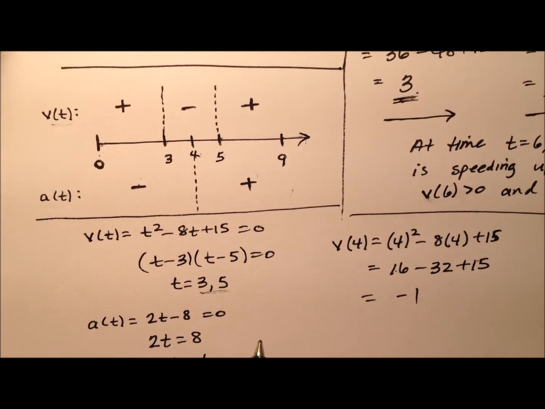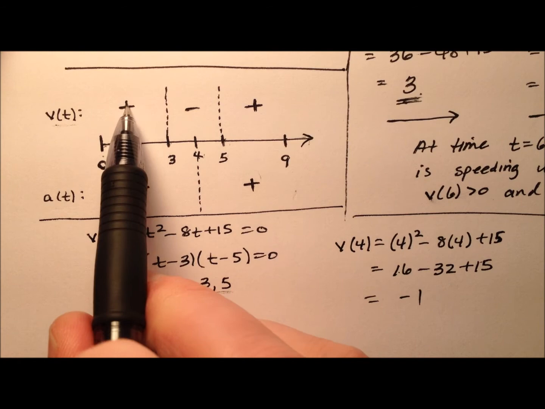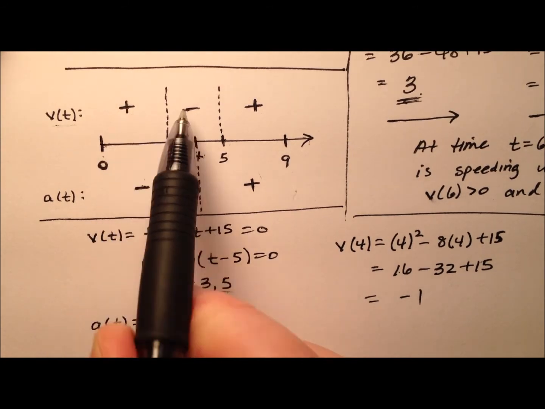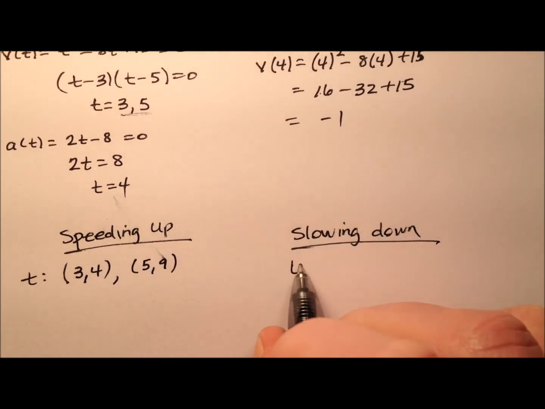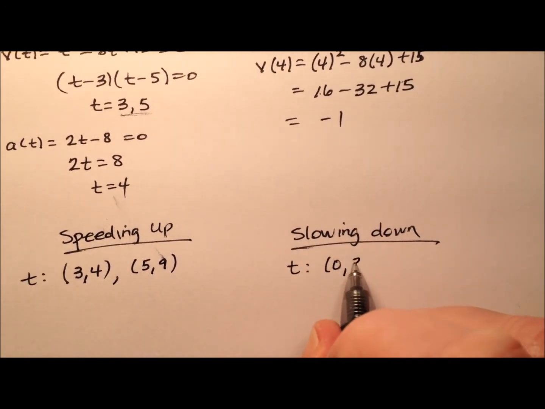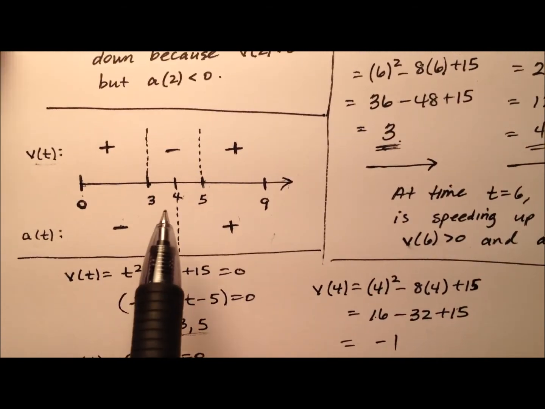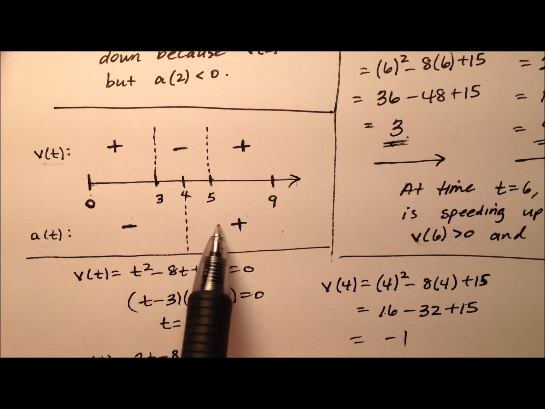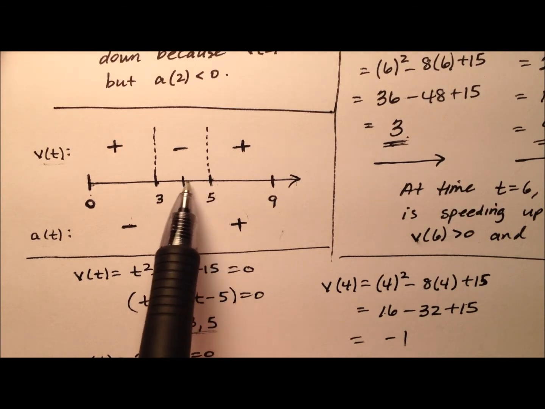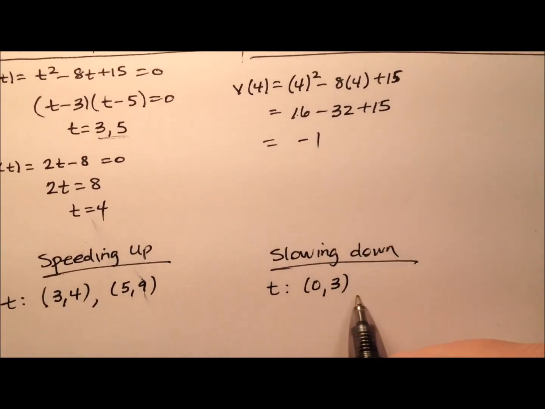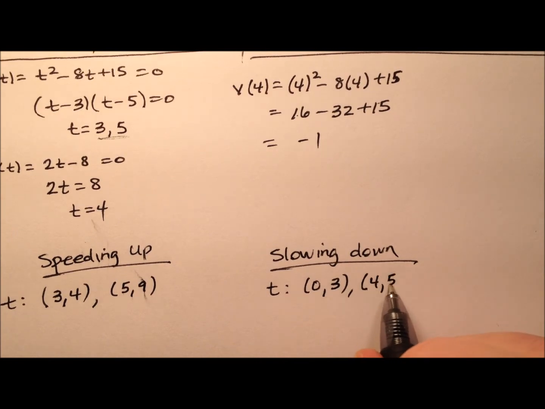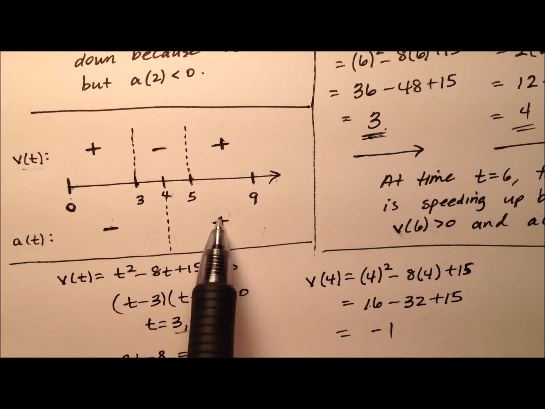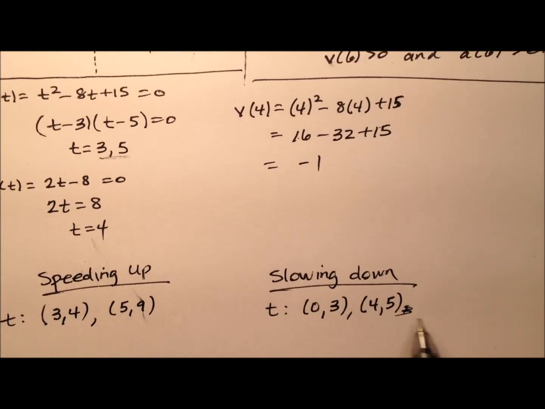Similarly, it's slowing down when the signs are opposites. So here we have positive and here we have negative, and that occurs from 0 to 3 before the velocity changes to negative. So we can say 0 to 3 it's slowing down. It looks like it's also slowing down when the velocity is negative here and the acceleration is positive, just for a moment between 4 and 5. So we could say 4 and 5. And let's see, that looks like that's all of it, because then we have the same signs here.